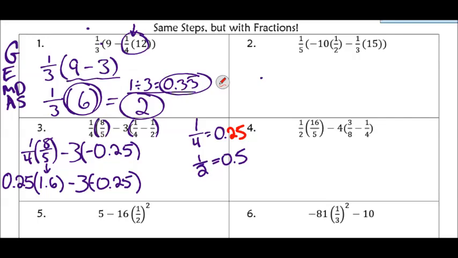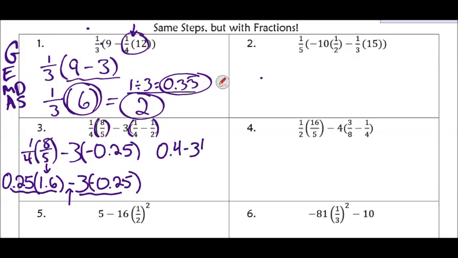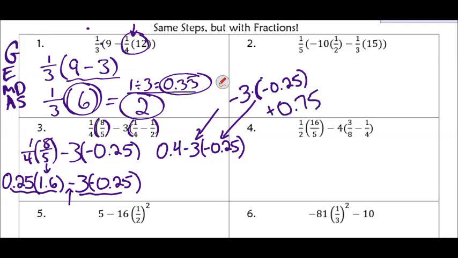Alright, so I now have multiplication, subtraction, and another multiplication. I'm going to do this left to right. I'm going to do 0.25 times 1.6. That gives me 0.4 minus 3 times negative 0.25. This is a negative 3 times a negative 0.25. Negative 3 times negative 0.25 is a positive 0.75. That's how I'm going to write it. I'm going to write it as a plus 0.75.